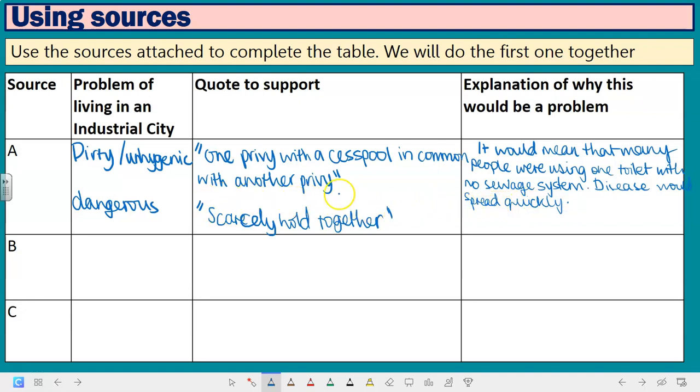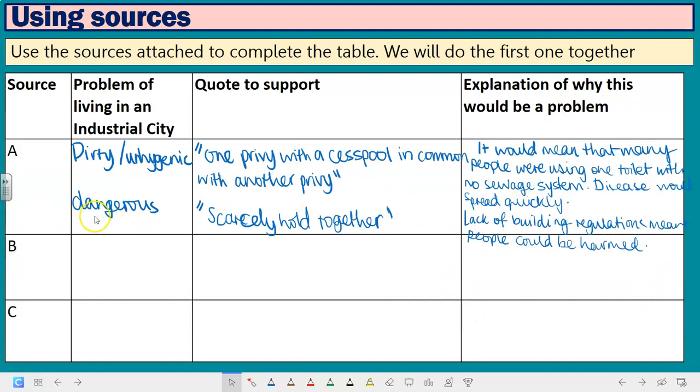Okay. I've also said it's dangerous, so I need to explain why that would be a problem. So lack of building regulations meant people could be injured. Okay. So I've given my problem based on what I've seen in the source. I've backed that up with some quotes and I've explained why that would be a problem.